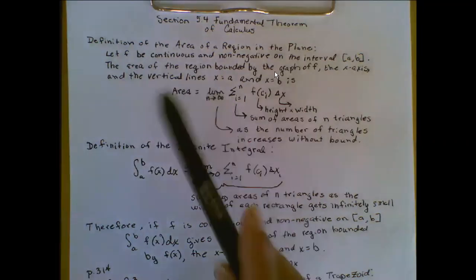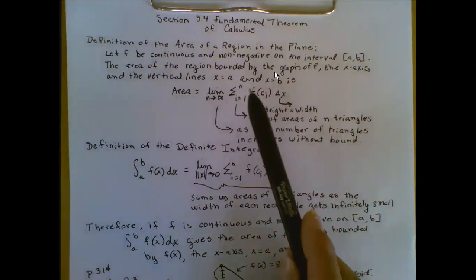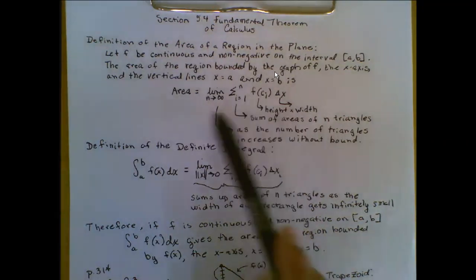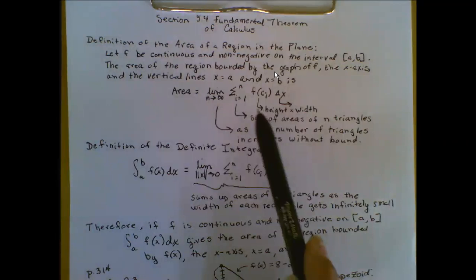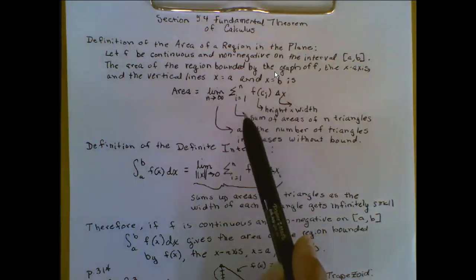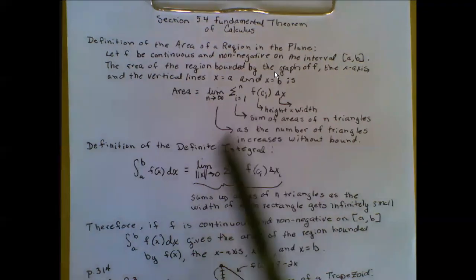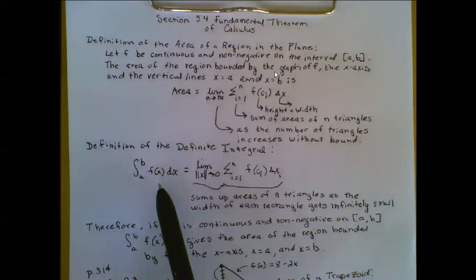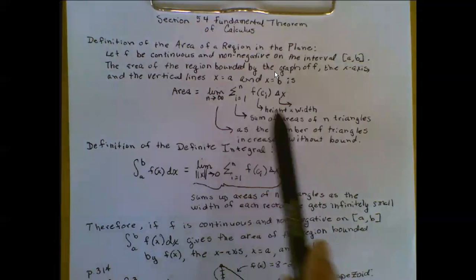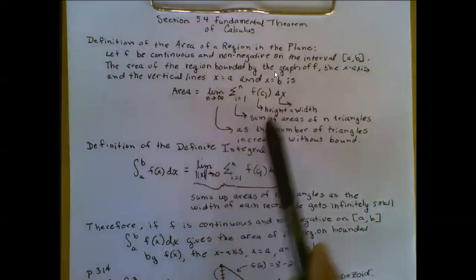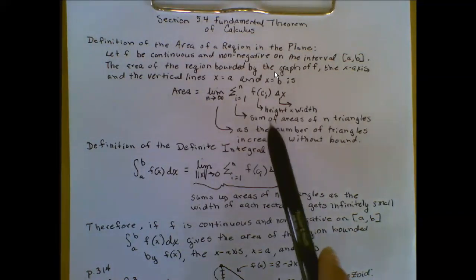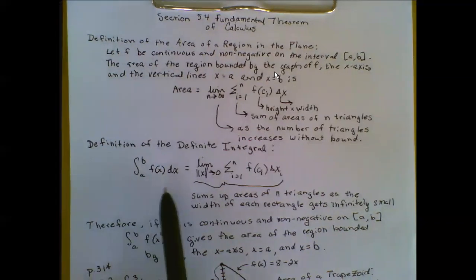So we have the definition of the area of a region in the plane, which is just adding up the areas of infinitely many rectangles. And then we have the definition of the definite integral, which says, hey, this is what the definite integral means. This is the definition of the definite integral.